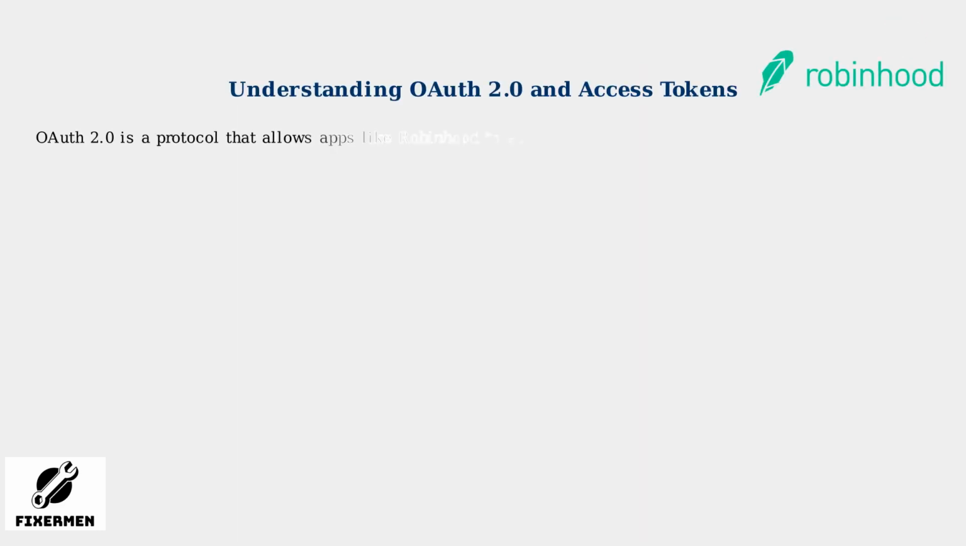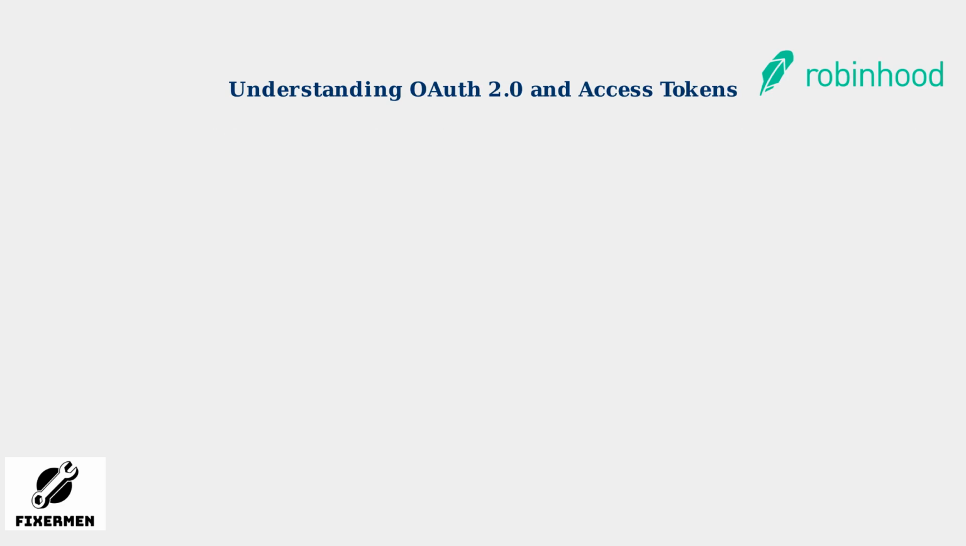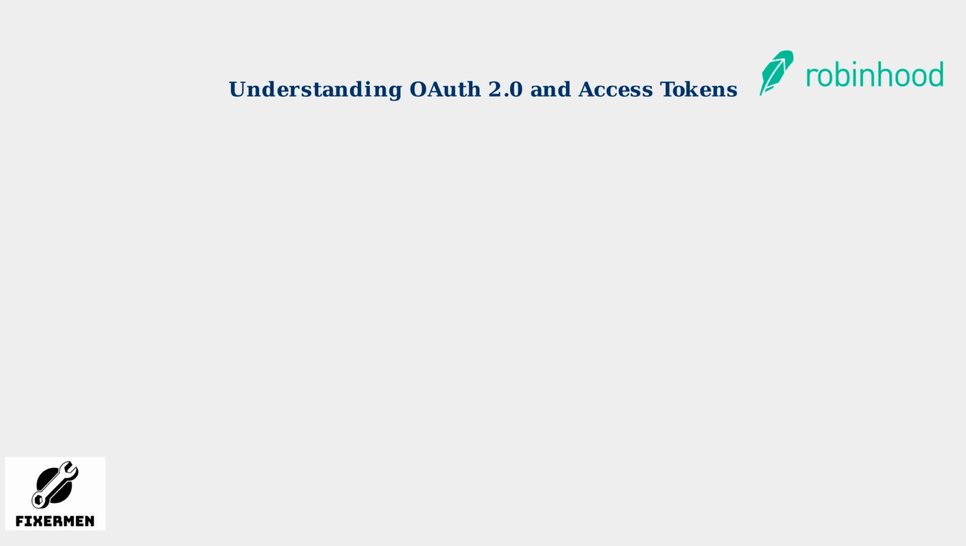OAuth 2.0 is the authorization protocol that Robinhood uses to securely grant access to your account without requiring you to share your password directly. At the heart of OAuth 2.0 are access tokens, which are temporary credentials that allow the app to interact with your account on your behalf. These tokens are designed to expire regularly, typically every 24 hours, to enhance security and prevent unauthorized access if a token is compromised.